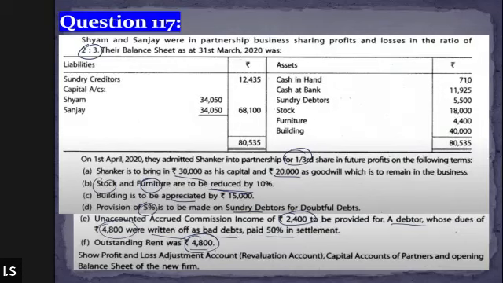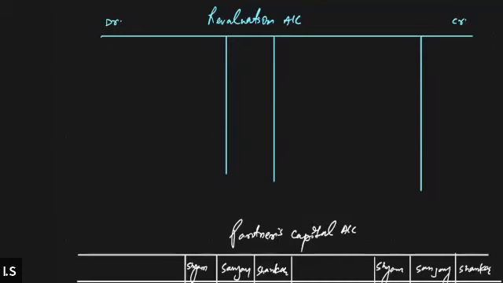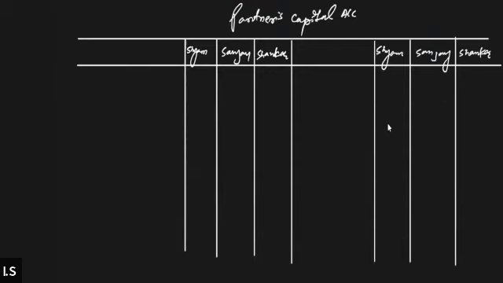So that means his account is going to be credited by 30,000 of capital. So we just need to be recorded in the partner's capital account, right? So we'll go to the partner's capital account and write down by cash. This is the cash that Shankar is bringing in by way of capital contribution. So capital that he is bringing in is 30,000. So we'll go to the credit side of the partner's capital account and write down 30,000 into the Shankar's column.